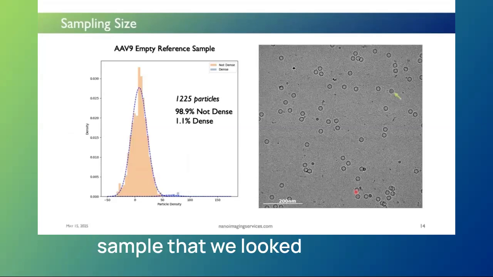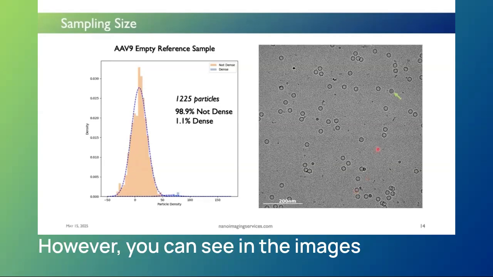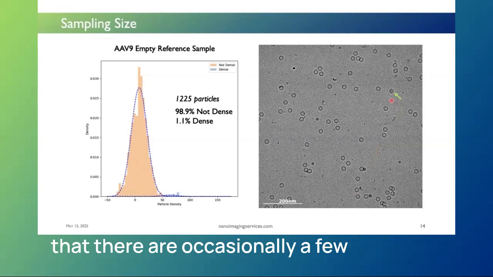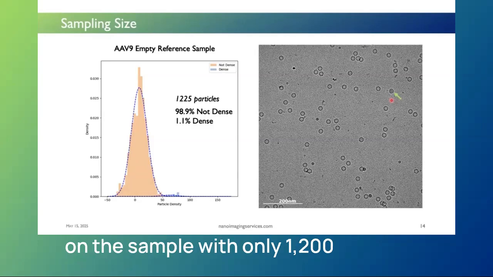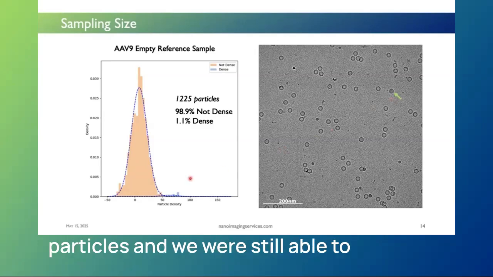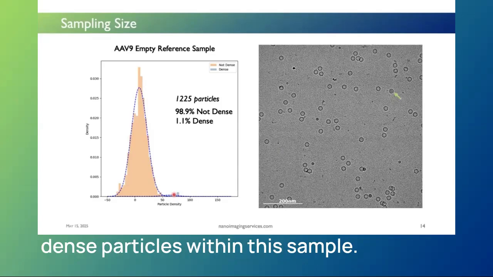Here's another reference sample that we looked at that's now AAV9. And again, it was a sample that was supposed to be mostly empty particles. However, you can see in the images that there are occasionally a few dense particles in this sample. So we ran our analysis on the sample with only 1,200 particles, and we were still able to detect this small peak of dense particles within this sample.